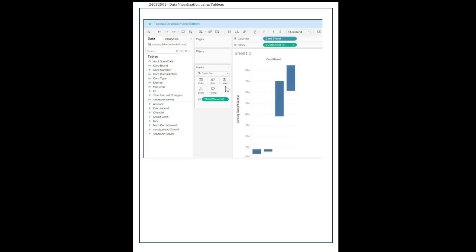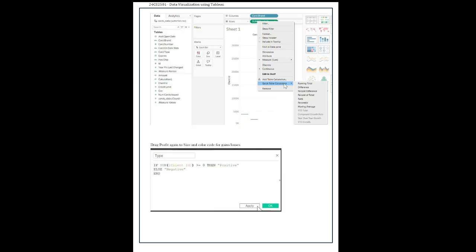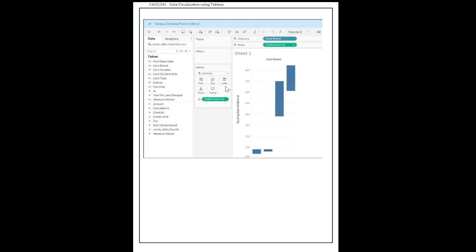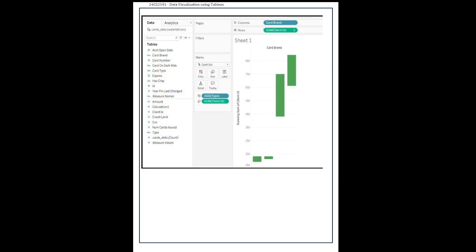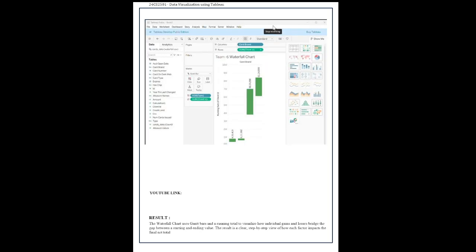After that, I applied a running total calculation on the profit field. Then I dragged the profit again to the size card to adjust the bar length. I also applied color coding to differentiate between positive and negative values. Finally, I customized labels and tooltips to improve readability and understanding.